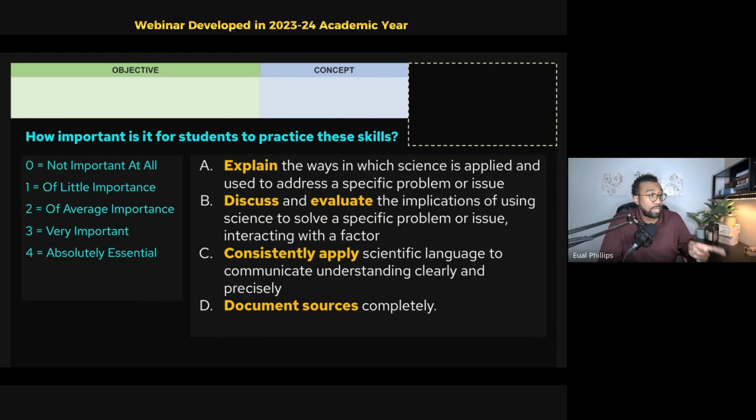Skill A is to explain the way in which science is applied and used to address a specific problem or issue. Skill B is to discuss and evaluate the implications of using science to solve a problem or issue, interacting with a factor. Skill C, consistently apply scientific language to communicate understanding clearly and precisely. And skill D, document sources completely. So again, how important is it for students to practice these skills? 0 to 4. Take 1 minute to answer these questions.